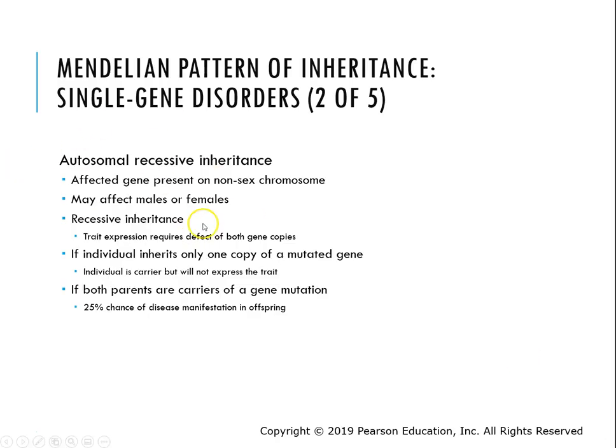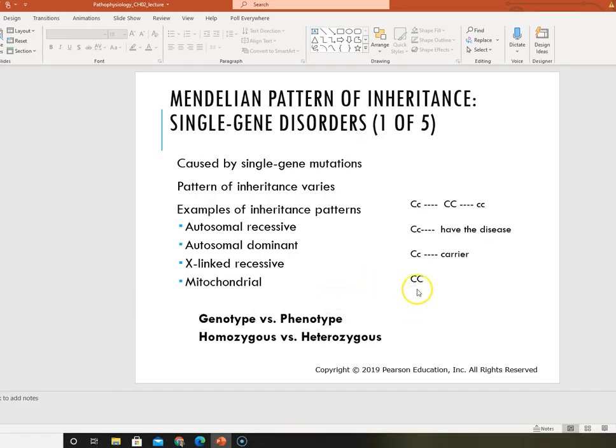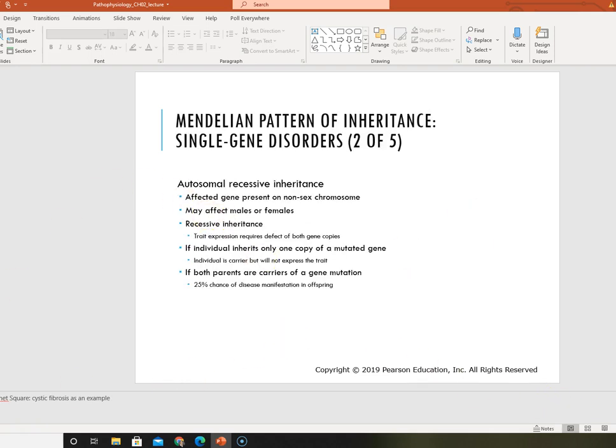Okay, so we just talked about this, autosomal recessive, right? The affected gene is present on a non-sex chromosome. That's what we mean by autosome. It can affect males or females, doesn't really matter. Again, recessive inheritance, I told you that, okay? It says trait expression requires defect of both gene copies, right? That means if you have the disease, you have both of these recessive alleles or the disease alleles, okay? That's what that means.